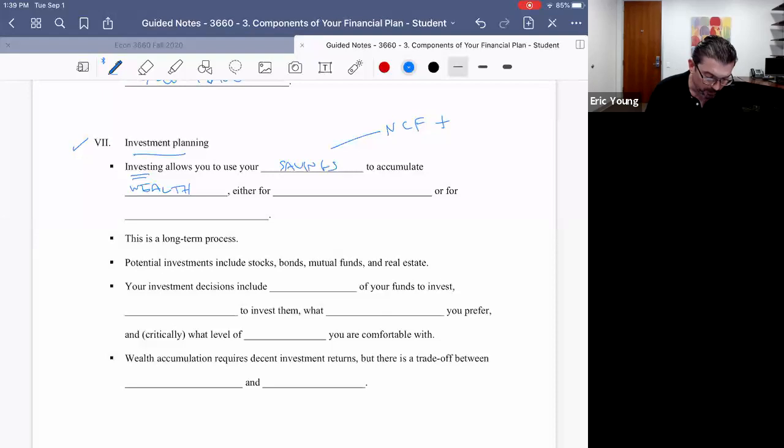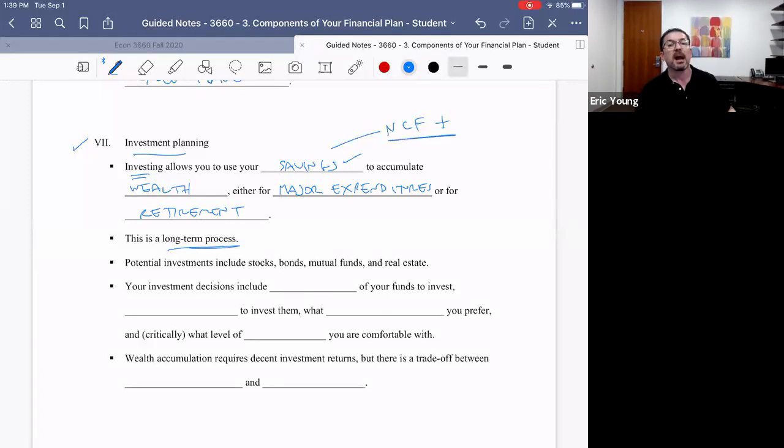And that wealth will either be for major expenditures or, most likely, so that when you decide to retire, you're not eating cat food, okay? So investing at its core is the long-term process where you take savings that come from your positive cash flow and you invest those savings to accumulate wealth. That wealth then would allow you to have either more expenditure later or, more than likely, retire.